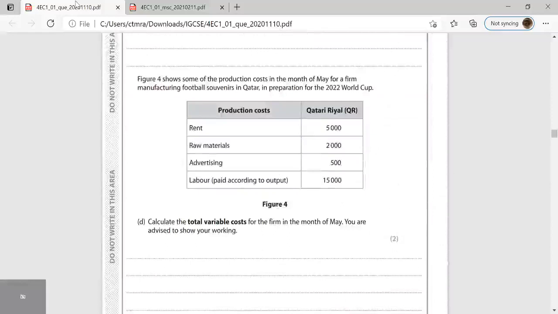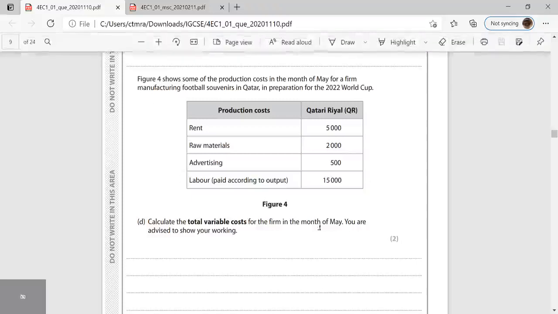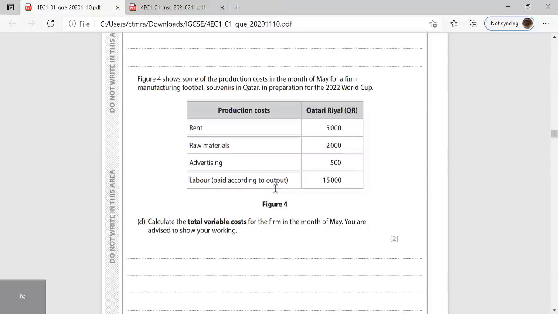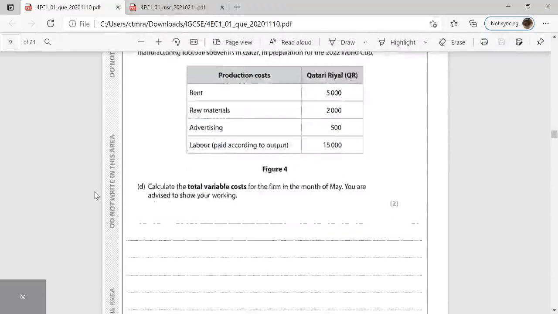So here they are asking for the total variable cost for the month of May. You're advised to show your working. So here you need to identify which one is variable cost and which one is fixed cost. Rent is a fixed cost, and advertising is a fixed cost, because it does not change as output changes. And raw material is a variable cost, and labor is also a variable cost. So we have to add these two. So 15,000 plus 2,000, 17,000. So that's the answer.